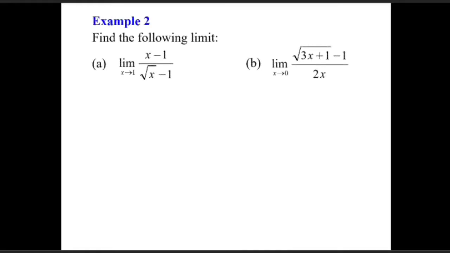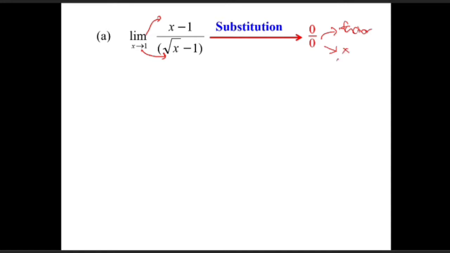Next example, find the following limit. Find the limit of x minus 1 divided by square root of x minus 1. When you try to substitute the value of 1 into the x, what do you get? You will get 0 over 0. Right now, you have learned about two methods when you get 0 over 0. The first one is to use factorization. The next one is to multiply conjugate. So which one is it that we have to use for this question? Well, we have to multiply conjugates. Why? Because we have a surd in this question.